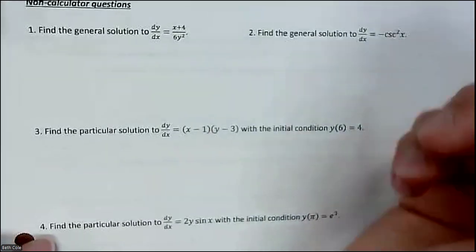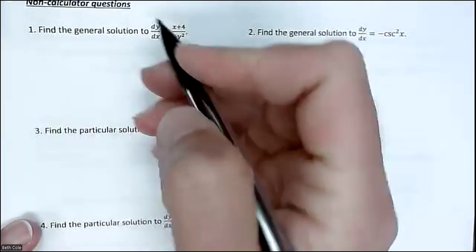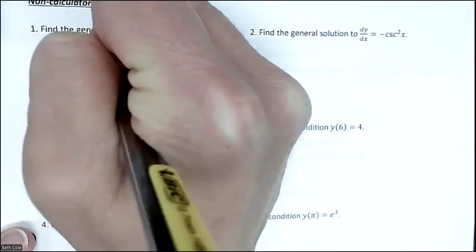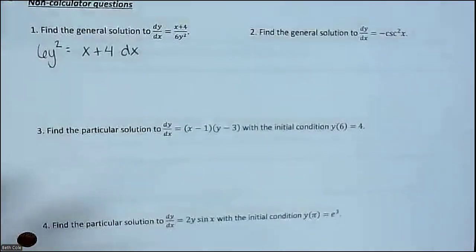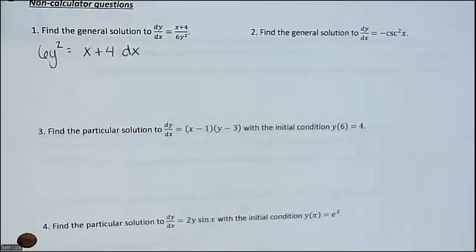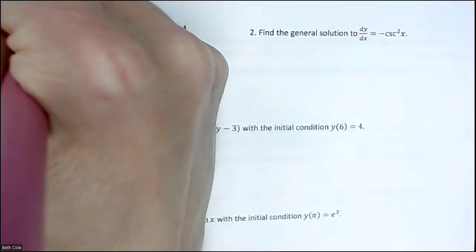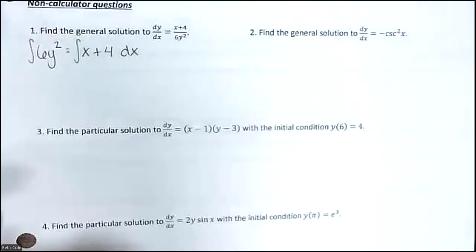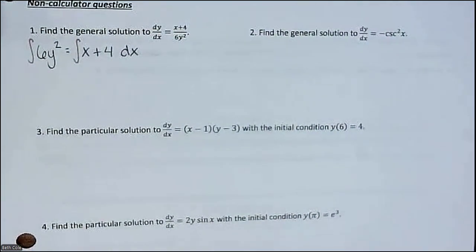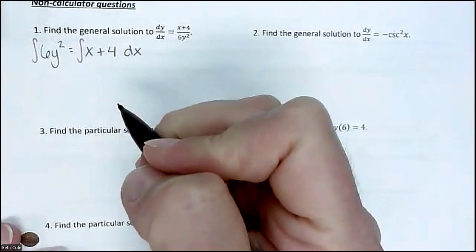Find the general solution to this thing. We're going to multiply over the 6y squared and then multiply over the dx. These are very straightforward steps: do them, get your answer. All right, so antiderivative for 6x squared, what's that? Or 6y squared, excuse me, that's going to give you what? Yep, good.